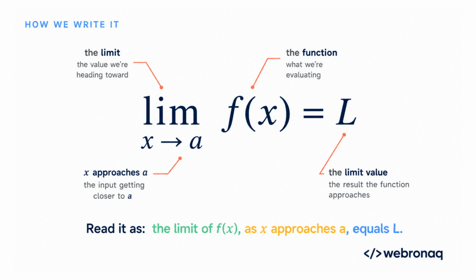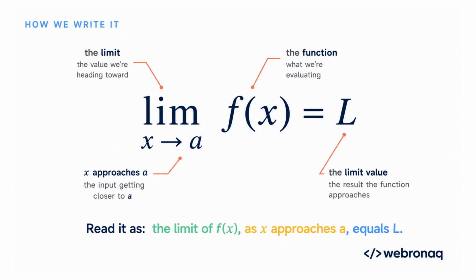Underneath it, x approaches a tells you what's moving and where it's heading. So x is the variable that's sneaking toward the value a. Then f of x is just our function, the thing we're evaluating as x moves. And L on the right side is the answer. It's the value that f of x is heading toward.